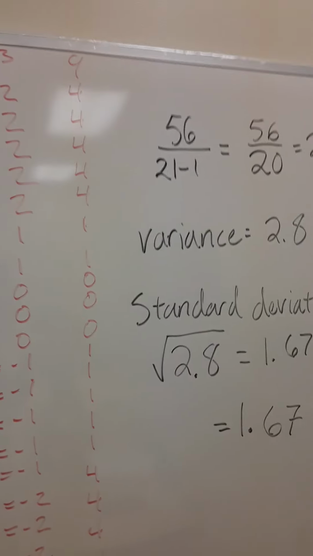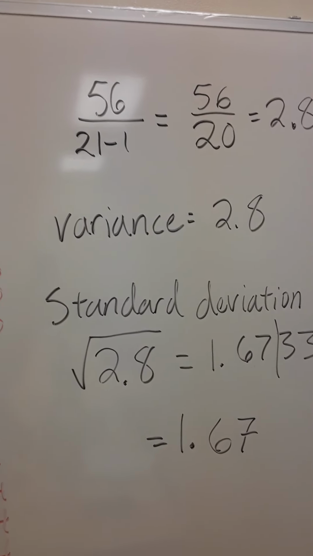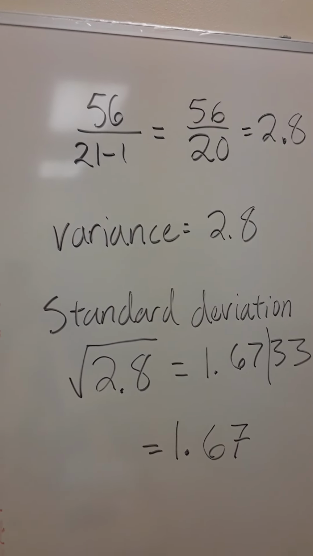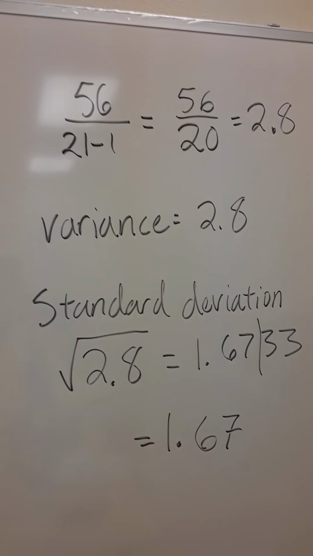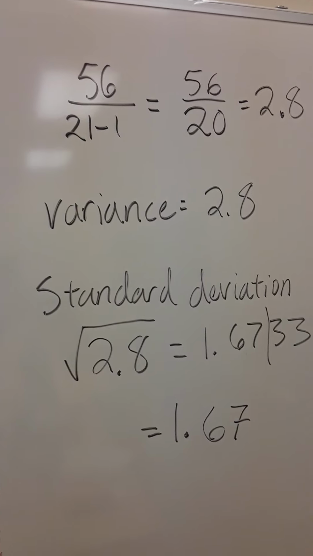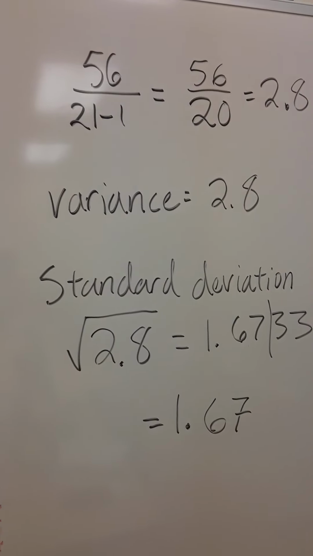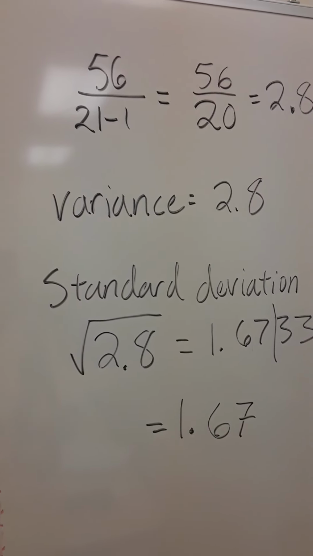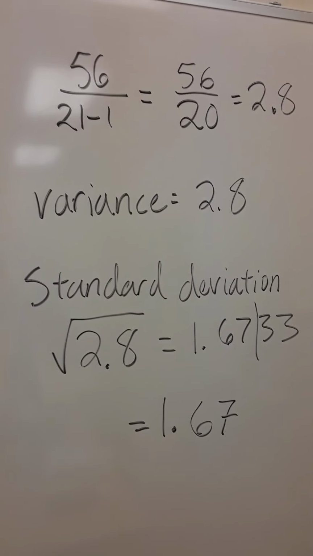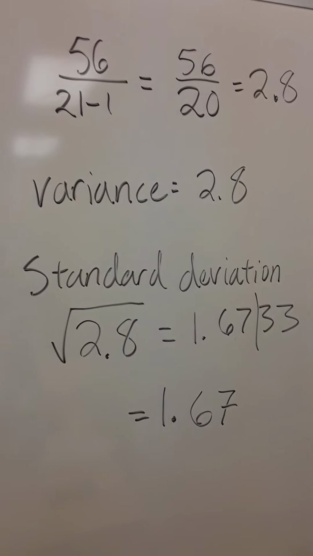So we take 56 and then we divide it by the number of values subtracted by 1, which is going to give us 20. So we get 2.8 from that. The variance is 2.8, and the standard deviation is taking the square root of that. And we get 1.6733. So for this, I'm going to round to 2 decimal places and have it at 1.6.